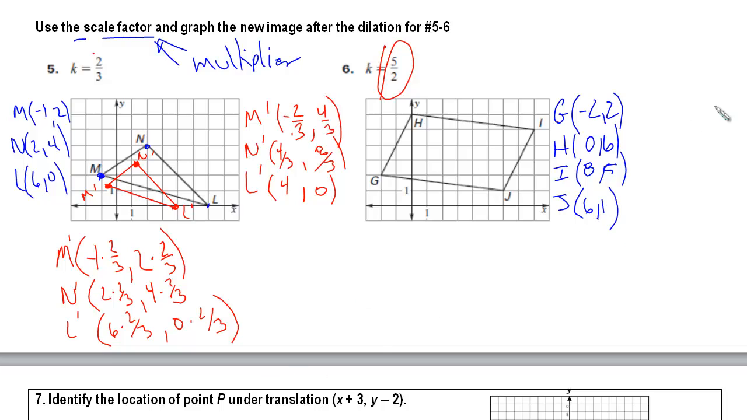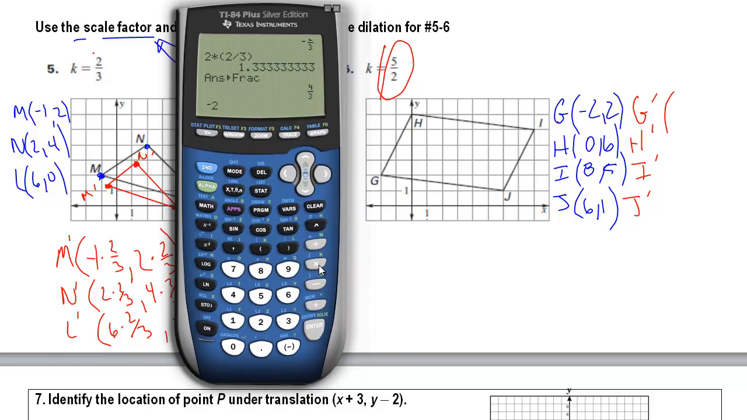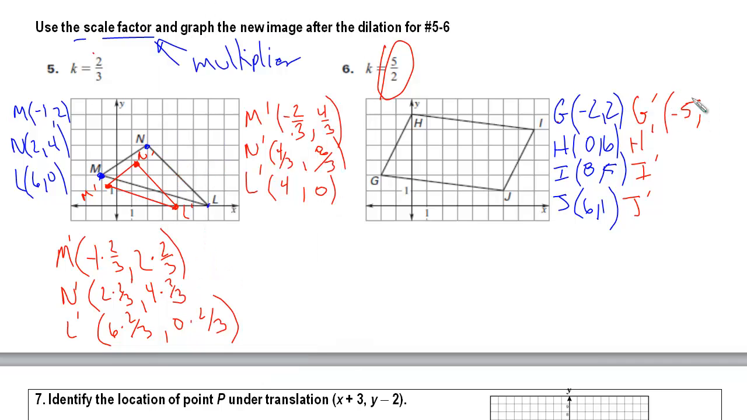And then to find these, I just multiply by the scale factor. So -2 times 5/2. Let's do that in our calculator. And I just use my parentheses and I put 5 divided by 2. That's 5/2. So that's -5. And I know that 2 times 5/2 would then just be +5. So it's somewhere up here. Notice this is 5/2, that's 2.5. So this is an enlargement, getting bigger, it's more than 1.